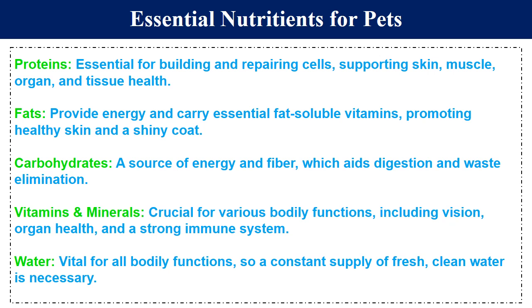Then the micronutrients, vitamins and minerals, are crucial for various body functions or physiology, including vision, organ health, and a strong immune system. And finally, water. Of course, water is a large important requirement for physiological functions, and it needs a constant supply of fresh clean water whenever necessary. So I am going to talk about all these nutrients in more detail at a later time.